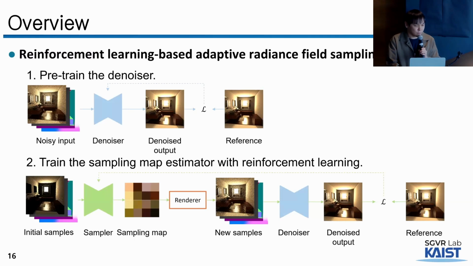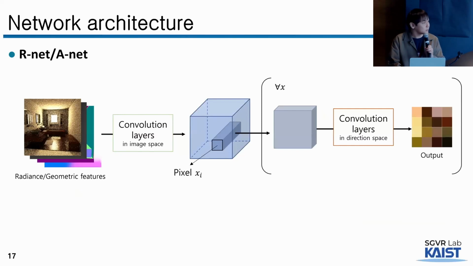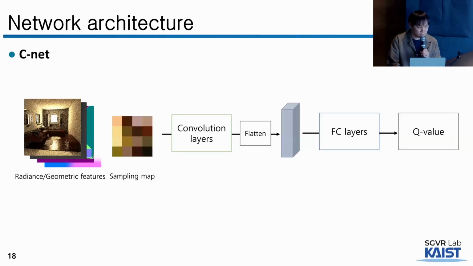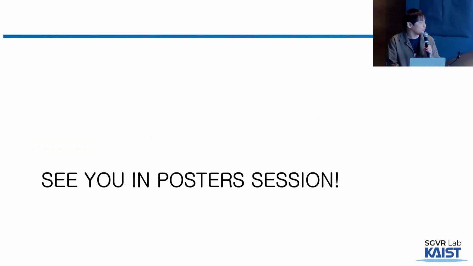First, we pre-trained the denoiser for the real generator, and then we trained the sampling map estimator with the reinforcement learning method. This is the network architecture for denoising and estimating sampling maps, and this is the network architecture for evaluating our sampling map policies. Thank you for listening, and see you in the poster session.